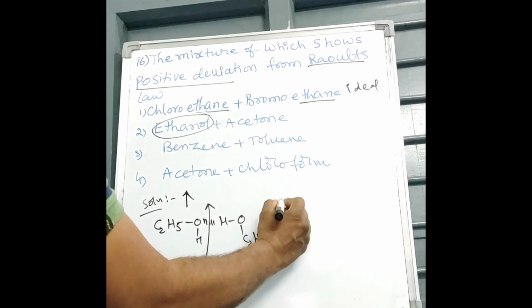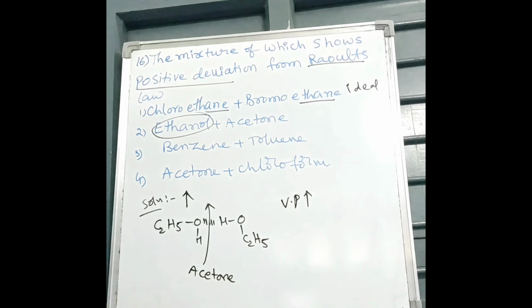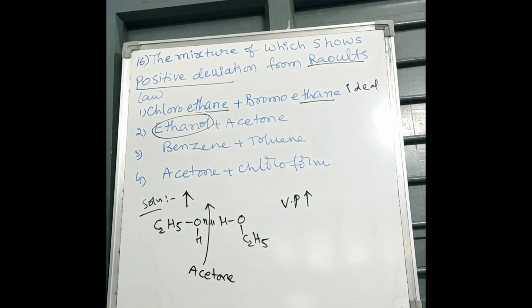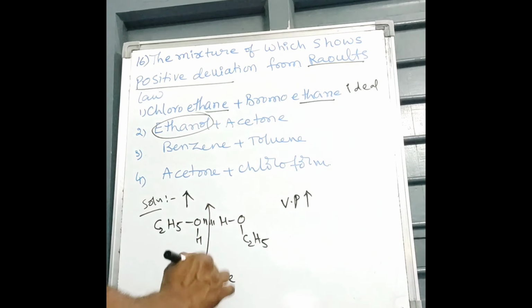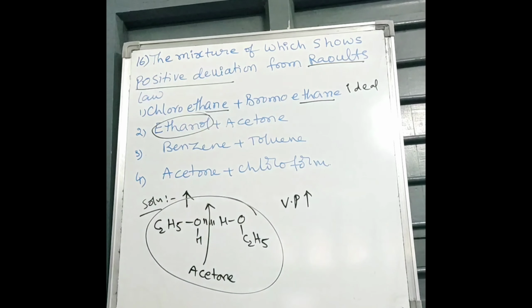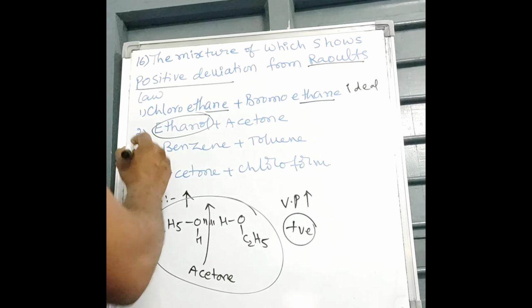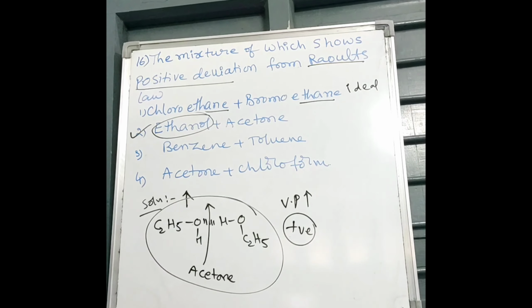easily, hence vapor pressure increases. Due to increased evaporation, vapor pressure increases, and that mixture of solution shows positive deviation from Raoult's law. So the answer is ethanol and acetone. Ethanol and acetone is the correct option for the solution which shows positive deviation from Raoult's law.